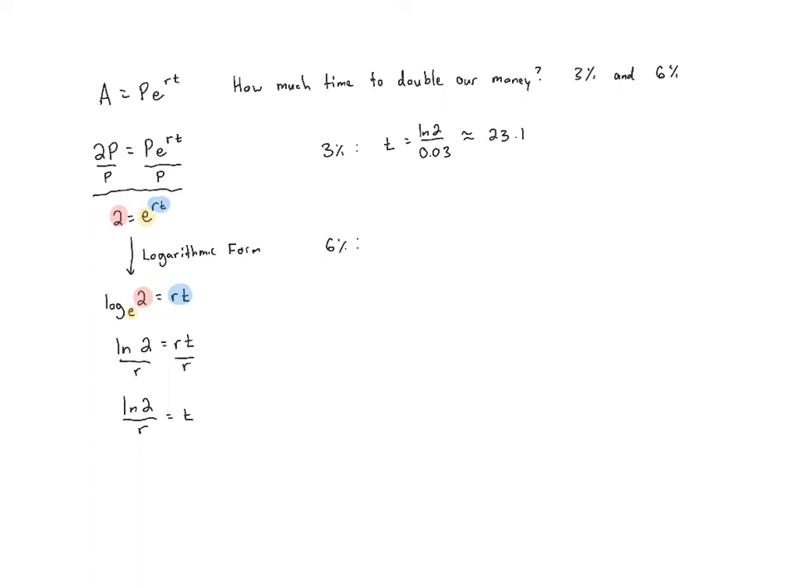Let's look at 6%. Here we've got t equals ln of 2 over 0.06, and this is approximately 11.6 years. These are both in years. So if we found a 6% interest rate, we could double our money in only 11.6 years.